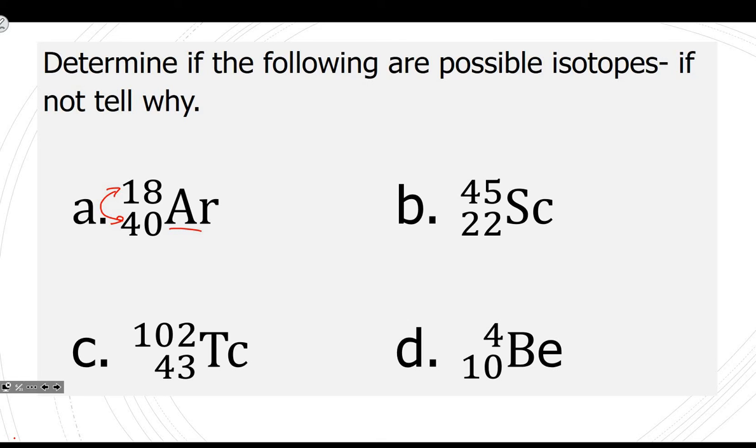What about B? Okay, look at number 22 on the periodic table. What is number 22 on the periodic table? Titanium. So that should be titanium instead. Okay. All right, what about C? Yes. Everybody thinks C is okay. Check 43. Yes.